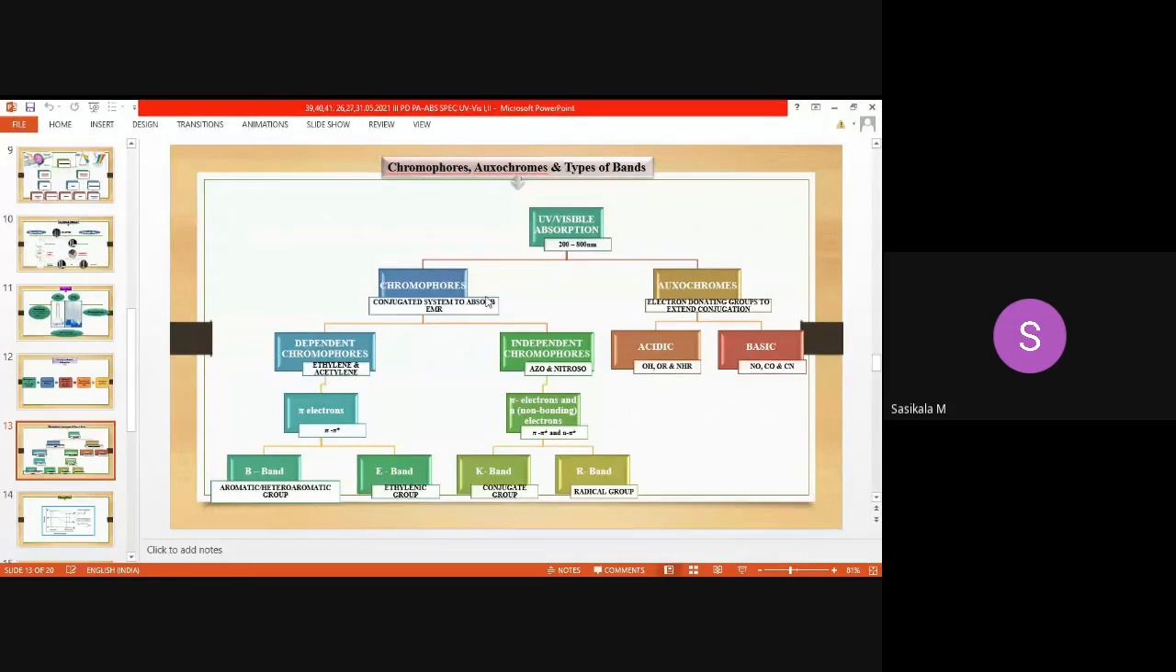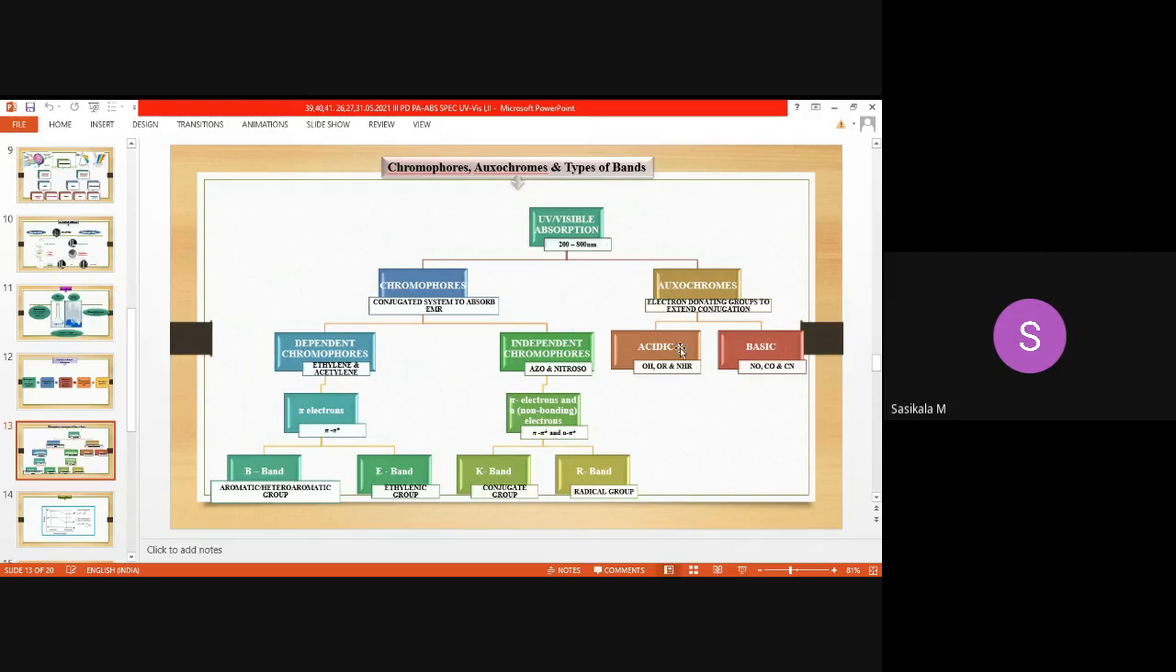For example, if you take C double bond C, that is a chromophore, a double bonded system. If any of these acidic and basic auxochromes like OH is attached to that carbon, like ethanol, if it is attached to that chromophore, then O will always have a lone pair of electrons, right? The heteroatoms will be carrying lone pairs of electrons. That lone pair of electrons is donated to the pi bond to which it is attached, so that the pi bond nature will be increased. Then the pi bond becomes more flexible to absorb UV visible radiation.